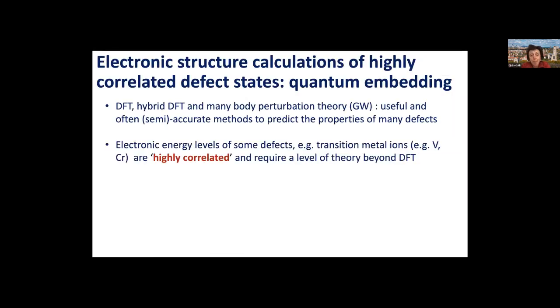As I said, when you look at defects in semiconductors and insulators, most of the community starts from either density functional theory, or hybrid DFT, or many-body perturbation theory, for example, GW. These are very useful and, for some states, accurate or semi-accurate methods to predict the properties of many defects. However, there are states, even on defects that are apparently simple, like the NV center, or more complicated defects having transition metal ions, that are highly correlated.